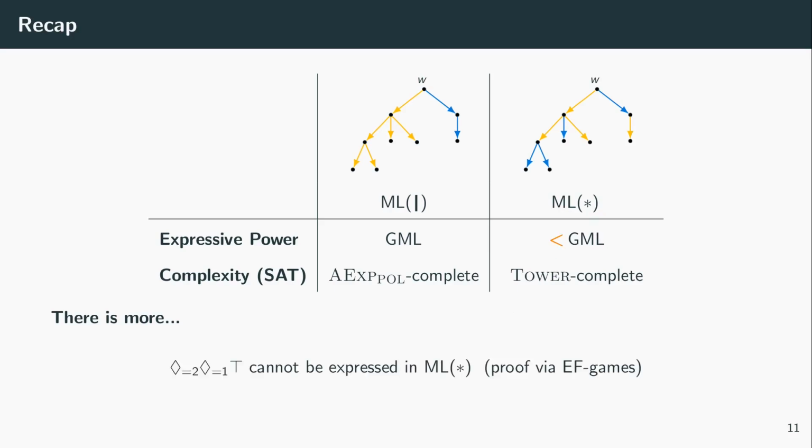Actually, in the paper we show a little bit more. We show that ML star is strictly less expressive than graded modal logic, and we do so by using Ehrenfeucht-Fraïssé games for modal logic star, showing that this simple formula saying that I have two children that have exactly one child cannot be expressed in modal logic star.